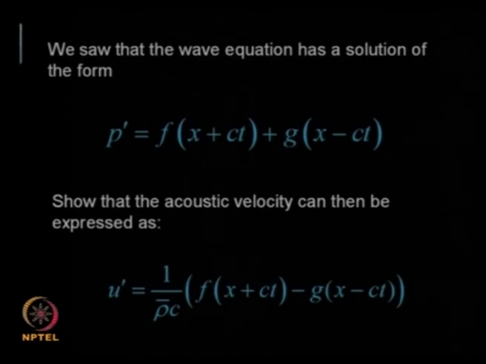That acoustic velocity can also be written in terms of f and g, but it's 1 over rho c times f minus g. Please work this out. We have almost done this exercise in last class in another form. So this is the first exercise, and I wish to explain what is meant by acoustic velocity.